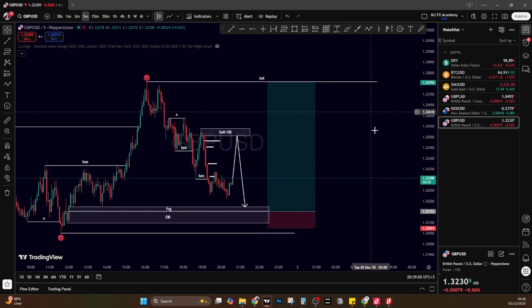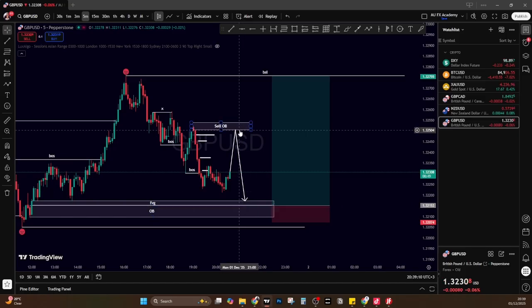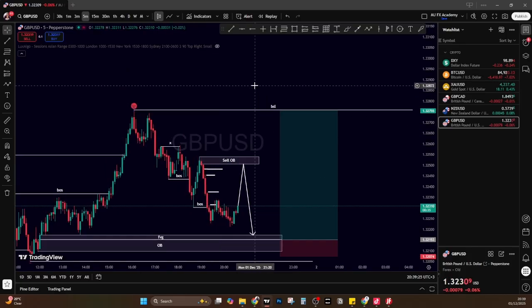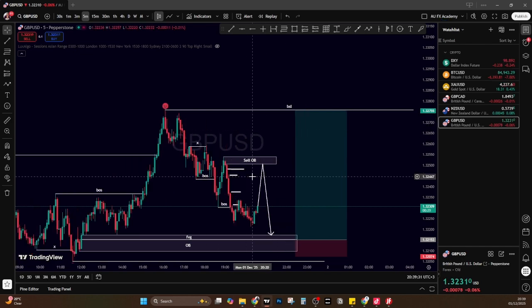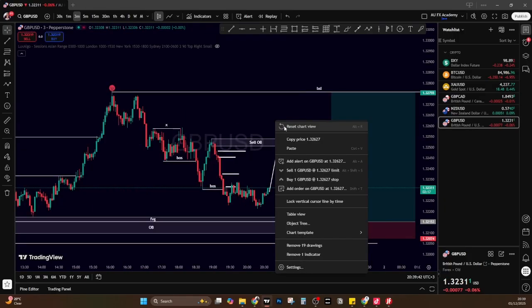So look at this, if the market decides to come here, which it rarely does, but rarely, if it decides to come here before coming here, this will be invalidated. This will be invalidated because we expect that when the market comes here, all this will be used as liquidity, and we will now target the buy side liquidity.